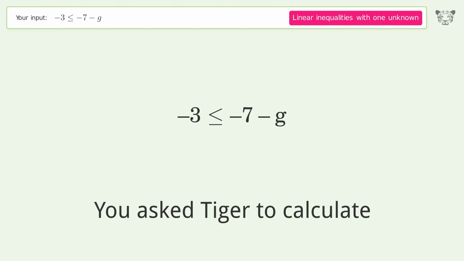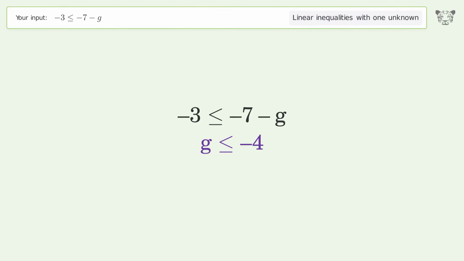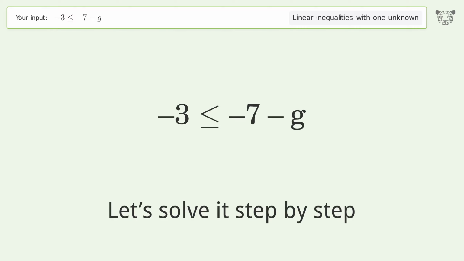You ask Tiger to calculate. This deals with linear inequalities with one unknown. The final result is g equal or smaller than -4. Let's solve it step by step.